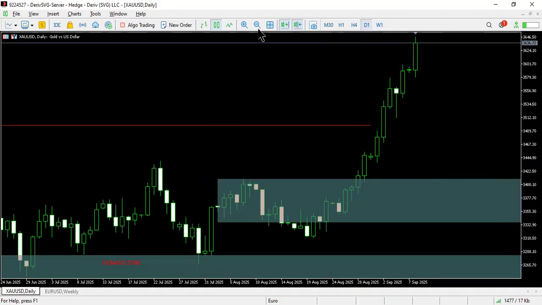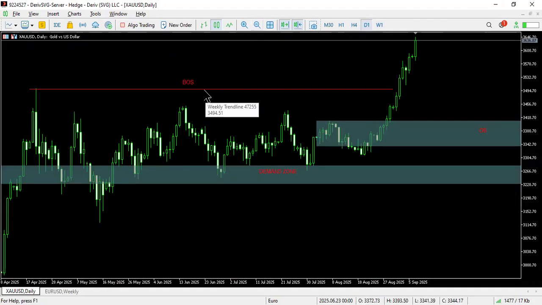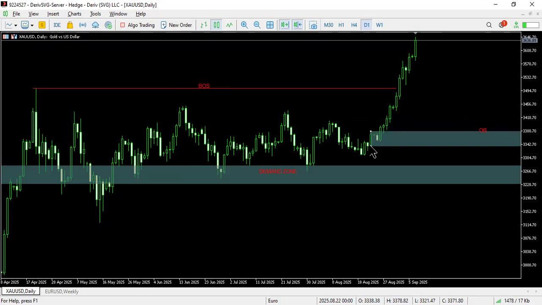And then if we go to our daily time frame, on our daily we can adjust our levels. So on the daily, that is the order block. However, looking at the way price is moving, I don't think we are returning to that level anytime soon. So that is all on the daily time frame.